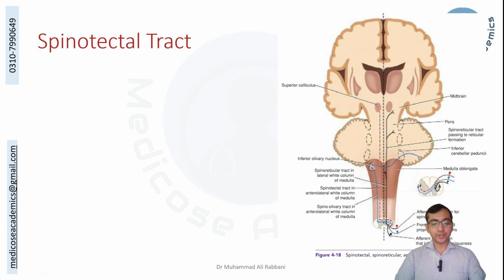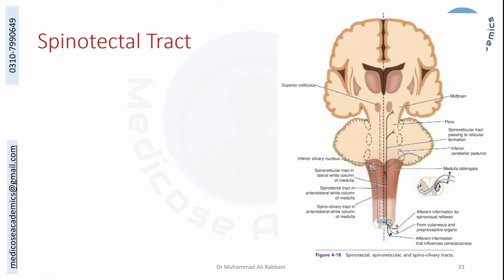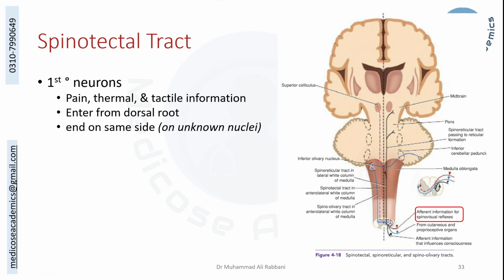Okay, now we're going to discuss the other minor pathways that are not that clinically important, mind you, in the examination only. But there might be functions. So let's start with the spinotectal pathway. This is a picture from Netter's, and the spinotectal pathway is shown by the color red here. The spinotectal pathway carries the information for the spinovisual reflexes.